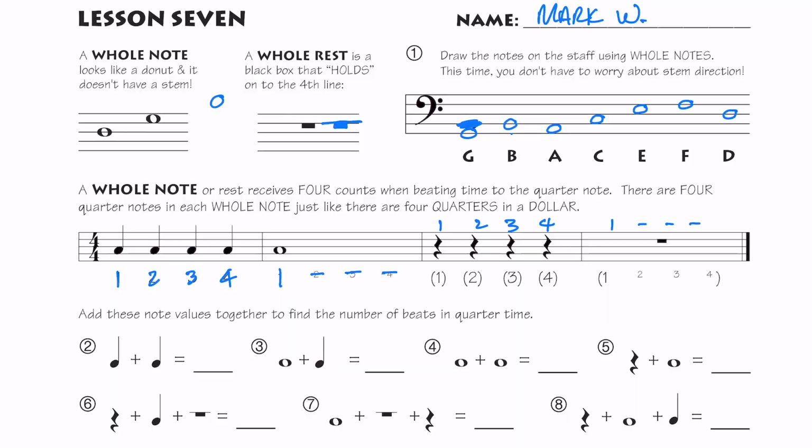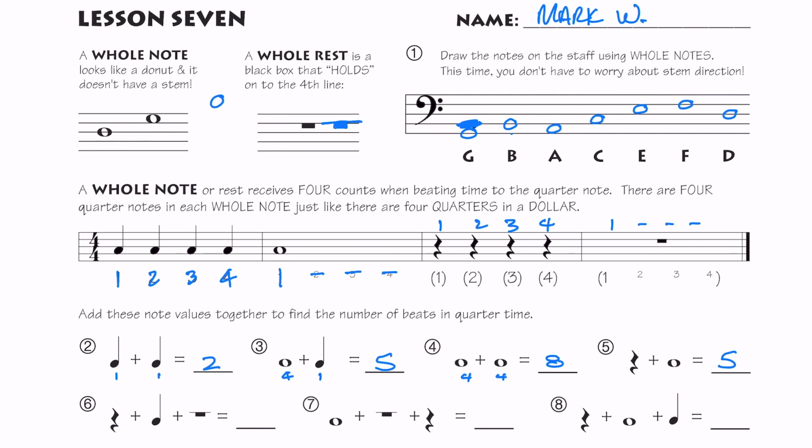Now the bottom of this lesson is basically what we call music math. We're just adding note values together. So far you know that quarter notes get 1 and quarter rests get 1. Whole notes get 4, whole rests get 4. This is incredibly simple, so it's probably easier than you think. So 1 plus 1 equals 2. 4 plus 1 equals 5. 4 plus 4 equals 8. 1 plus 4 equals 5. 1 plus 1, that's 2.